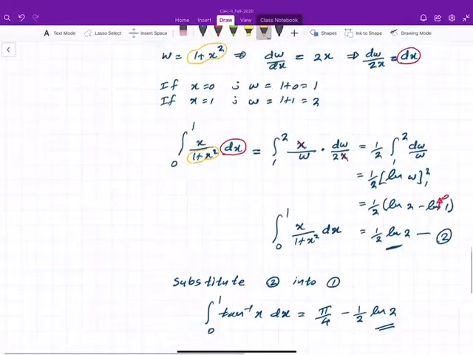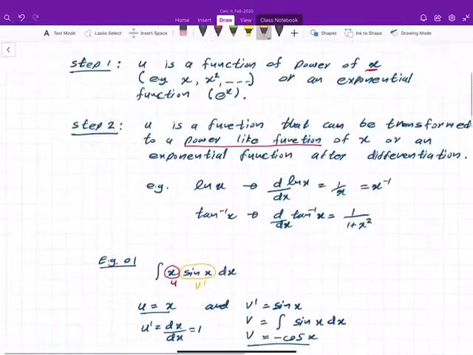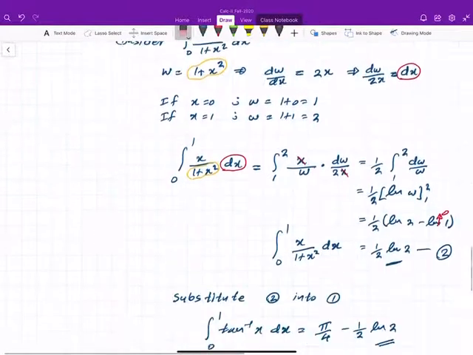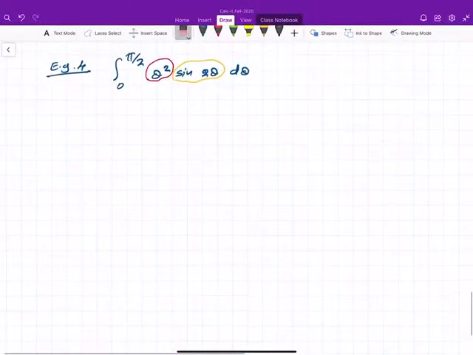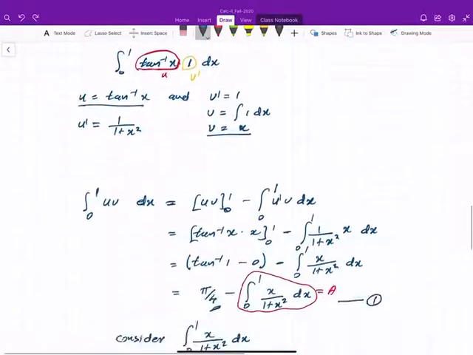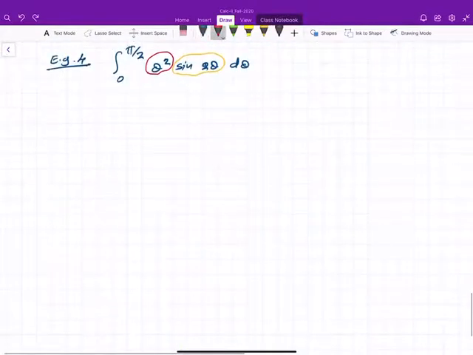Now go back to the method section where this is explained. Step number 1, you have to find u as a function of x. Now the new variable is theta. Okay, the new variable is theta. Now you have to find u as a function of not x, but a function of theta, because your new variable is theta. Of course, you have that function right here. This is u, and that is v prime.